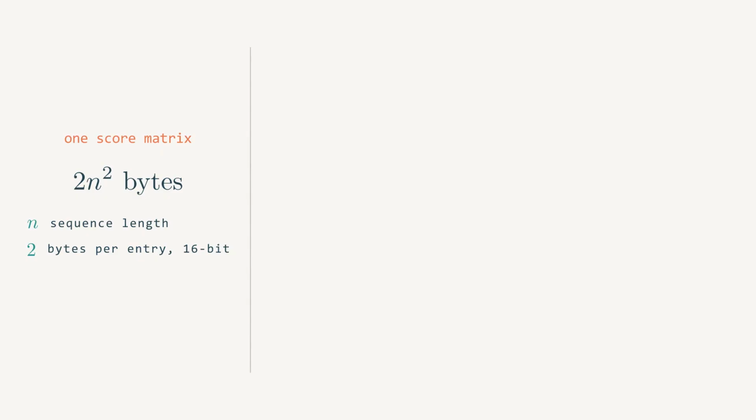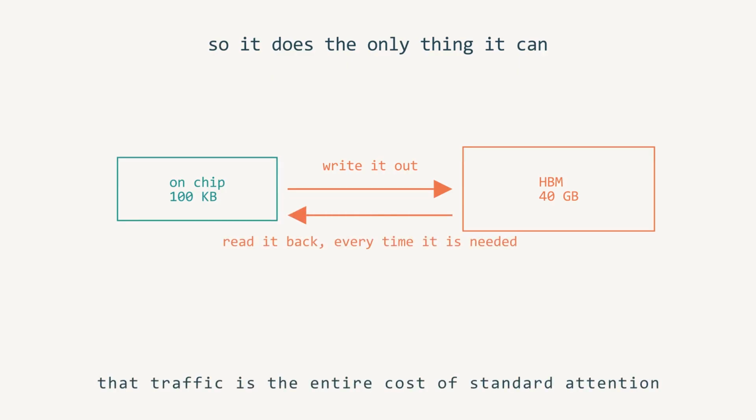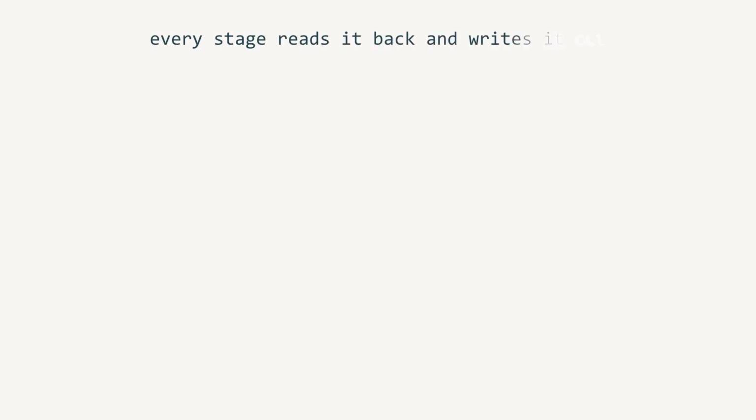2 gigabytes against a working budget of 100 kilobytes. It was never going to fit, so the standard implementation does the only thing it can. It writes that matrix out to the 40 gigabyte memory and reads it back whenever it needs it. And it needs it constantly.